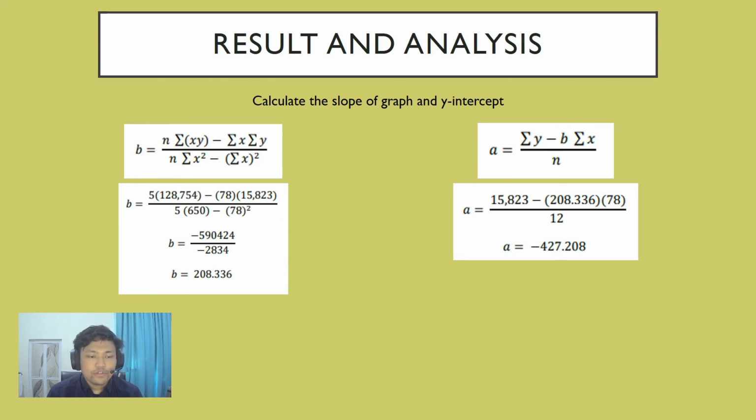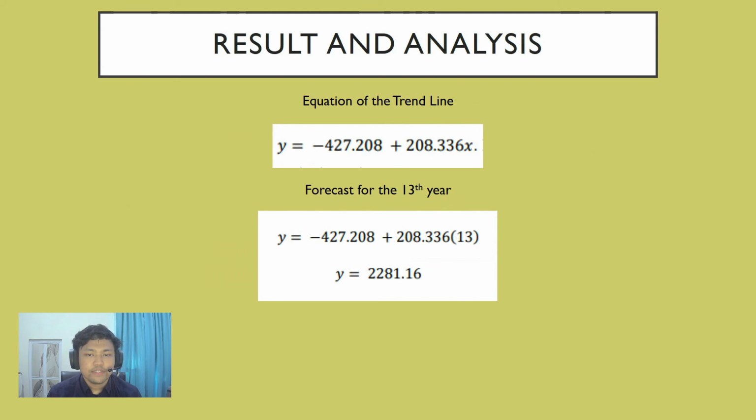So the value for slope of the graph, which is represented by B, is equal to 208.336. Meanwhile, the value for y-intercept, which is represented by A, is equal to negative 427.208. So this is the equation of the trend line, which is y is equal to negative 427.208 plus 208.336x. So the total forecast for the 13th year is 2281.16.